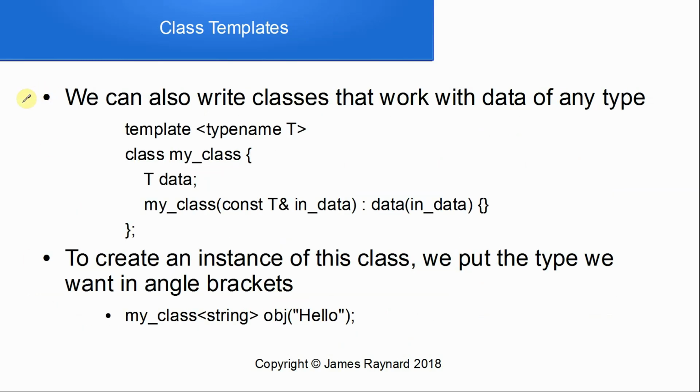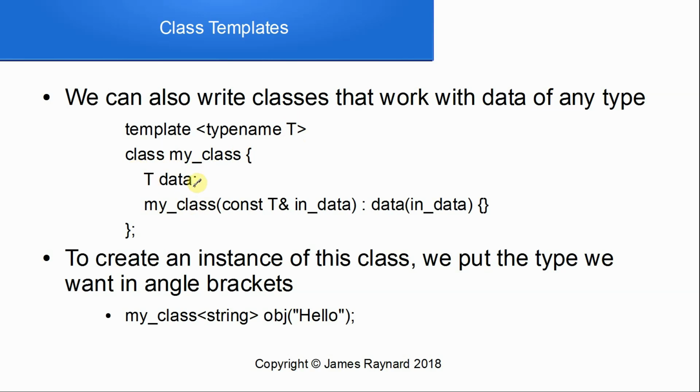Okay, so that's function templates. There are also class templates. So we can write classes that can work with any type of data. Here's an example of how we do it. Again, we put template, angle bracket, typename T, to let the compiler know that this is going to be a template class and that the dummy type is going to be called capital T. Then we have the normal class definition, so the class and the members and the member functions.